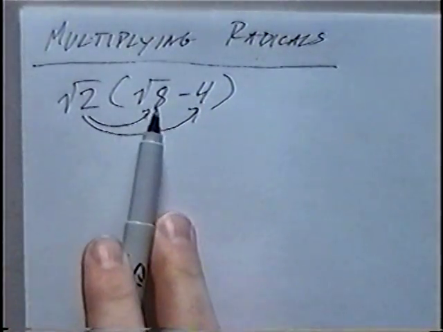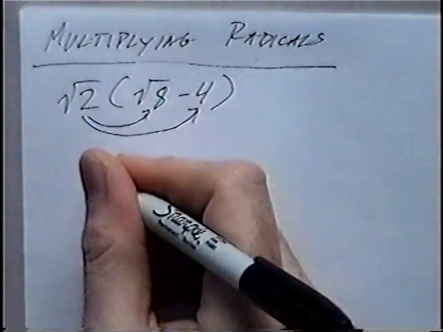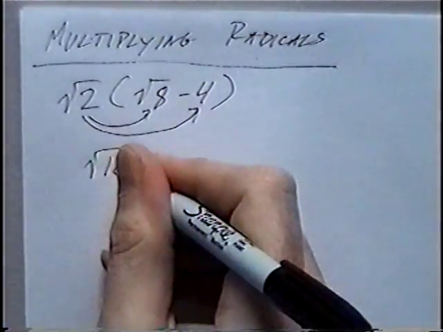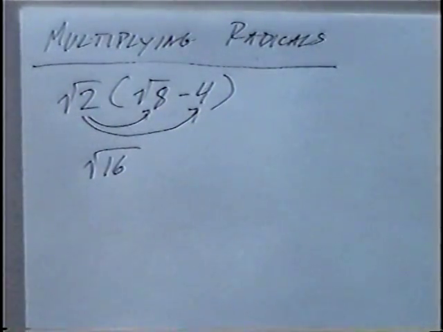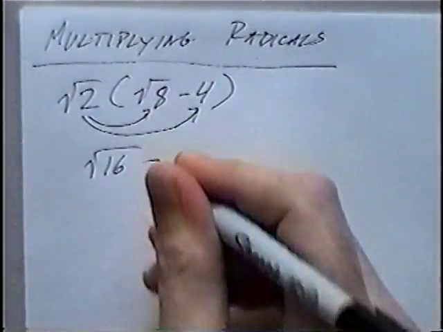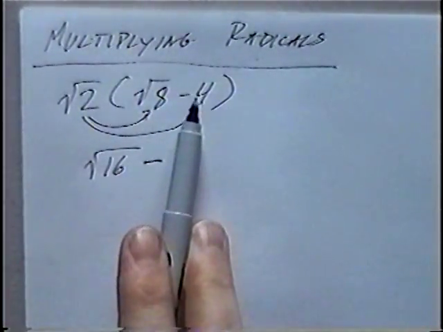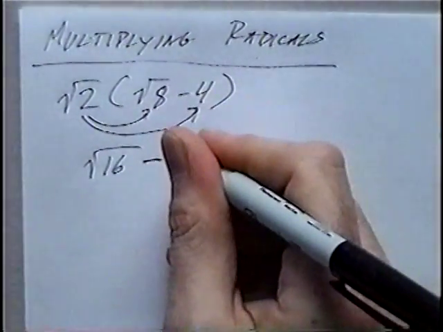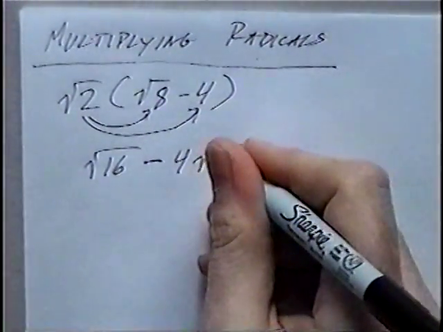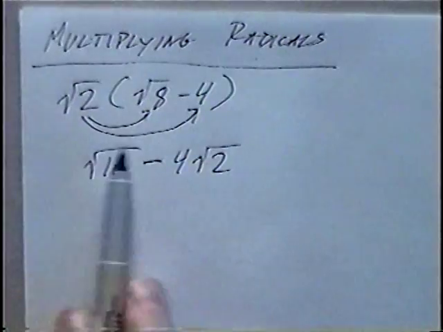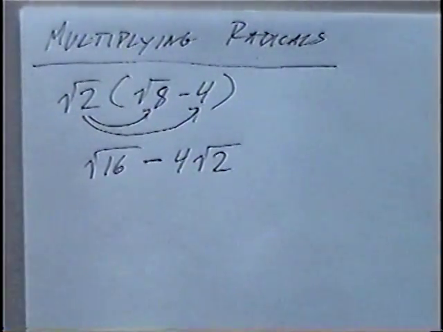Multiplying radical 2 times radical 8, since they're both underneath a square root or a radical, we can multiply 2 times 8, which would be 16, and leave that number underneath a radical. And then minus. Multiplying a radical 2 times a number that's not inside the radical, that number 4 would go outside the radical, and the 2 would stay inside the radical. So radical 2 times negative 4 would be negative or minus 4 radical 2.